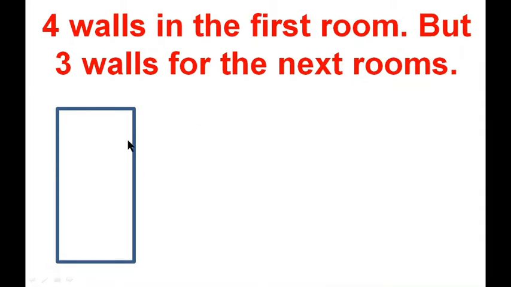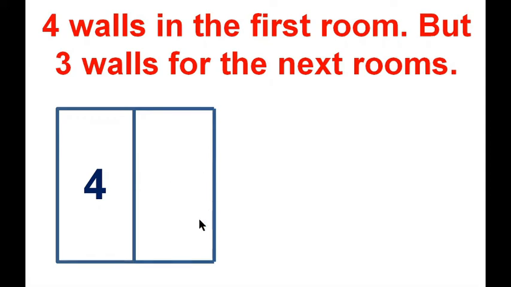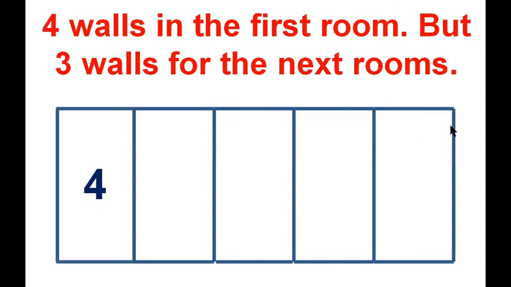What can we see in the picture? Suppose this is a room and this room contains 4 walls. 4 walls in the first room, but 3 walls in the next room. Here 3 walls, and also here 3 walls, another 3 walls and another 3 walls. That means we have to make 4 walls at the first step, and all the next steps contain only 3, and all these are also patterns.